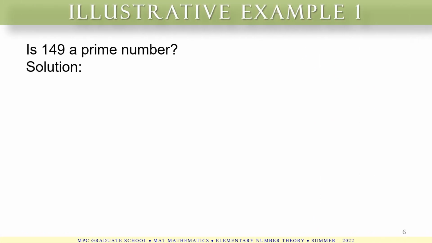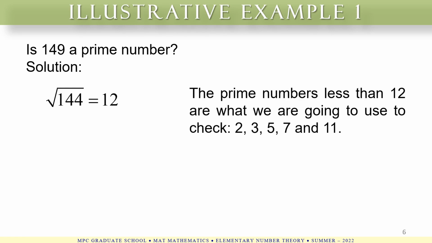Is 149 a prime number? The nearest perfect square number to 149 is 144, and its root is 12. The prime numbers less than 12 are the primes that we are going to use to check if 149 is divisible by them. If not, we can conclude that 149 is a prime number. So those prime numbers are 2, 3, 5, 7, and 11.